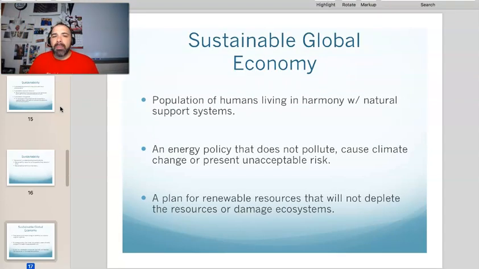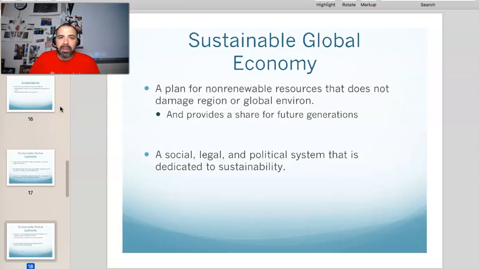Economy. As those of you who had me in class before know, all environmental issues are economic. It's all about the money. So, population, humans living in harmony with nature, with natural support systems, whatever harmony may mean now. An energy policy that does not pollute, cause climate change, or present unacceptable risk. We're not there. And then a plan for renewable resources that will not deplete the resources or damage ecosystems. So in reality, we are not meeting any of these sustainable global economy ideas. It's going to be tough.